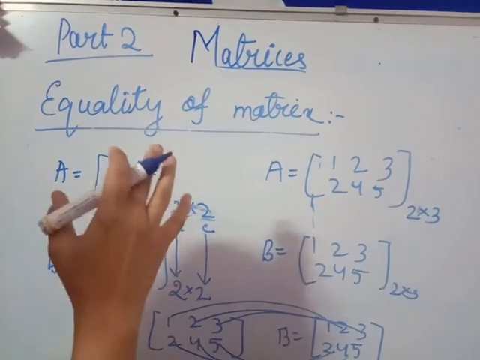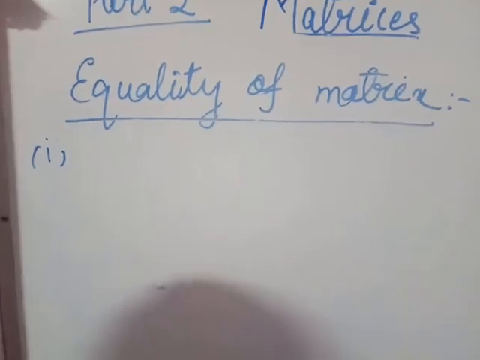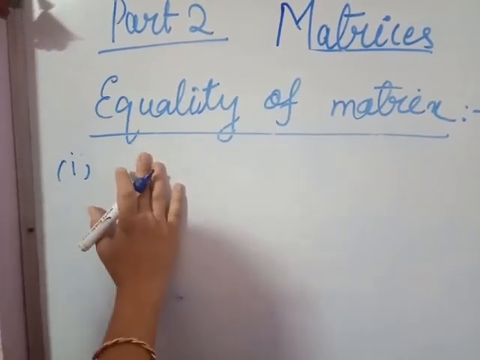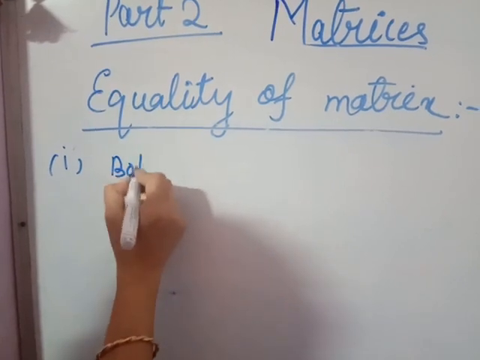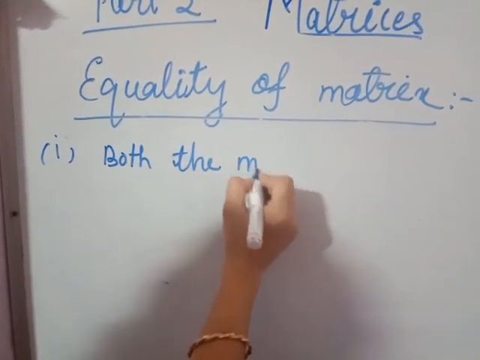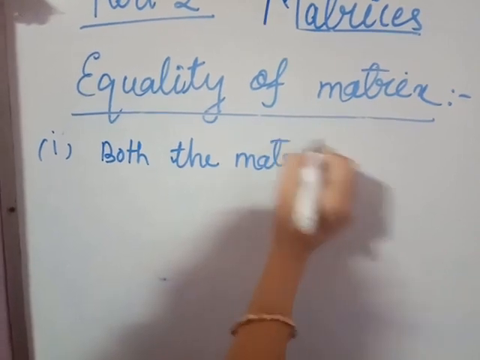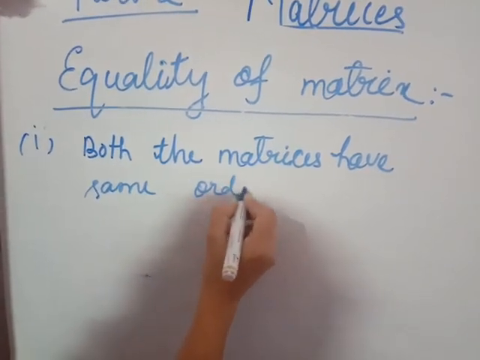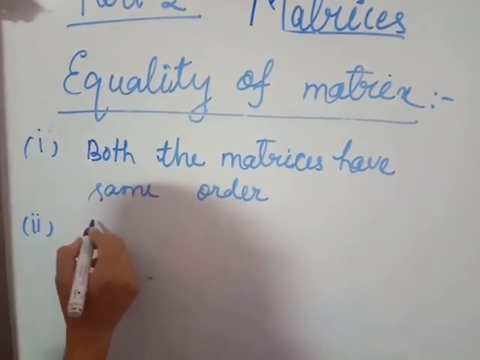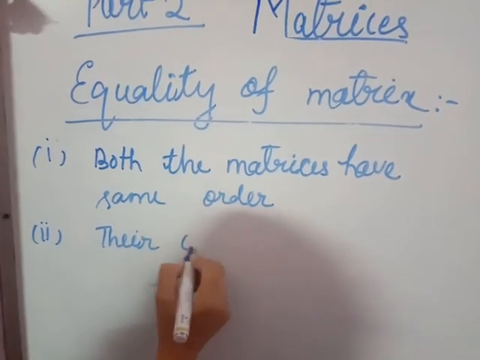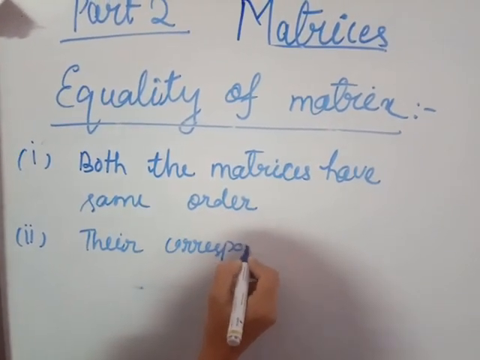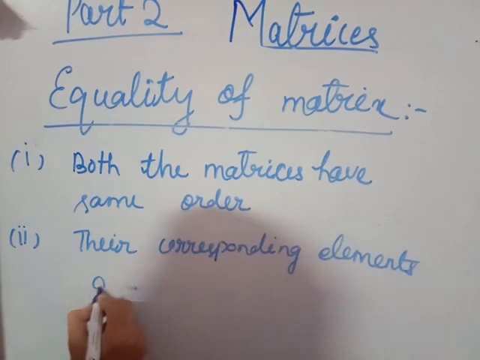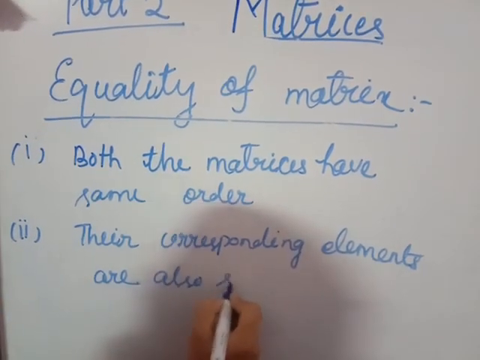Then writing the conditions of the equality of the matrix. Then what is the definition then? Two matrices are equal when both the matrices have same order, and second condition is their corresponding elements are also same.